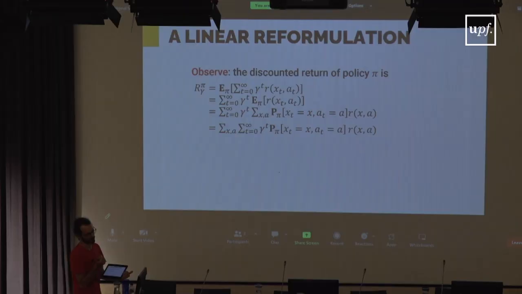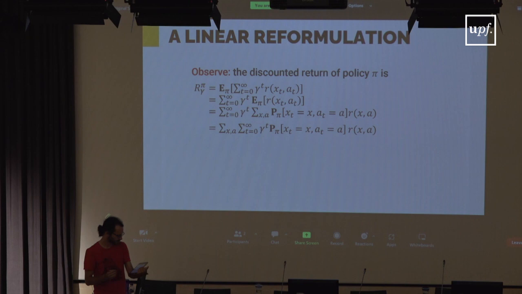And then, as any good mathematician, when I see two sums, I swap around the two sums, because that's always what you have to do. So you swap the sum over states and actions and times, and then you notice that this looks like some kind of an expectation. It looks like a sum over rewards and a sum over some other object. This one right here is going to be of some interest for us.